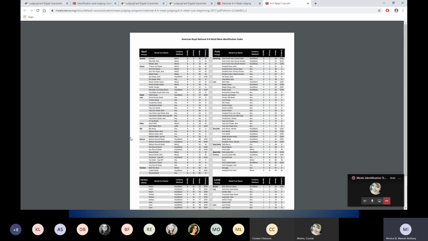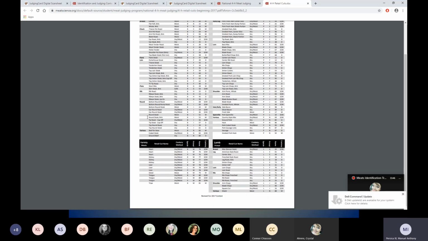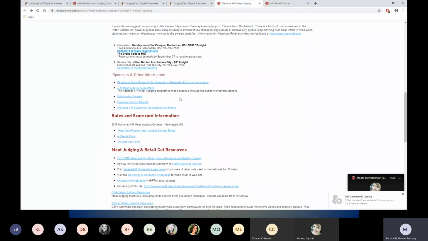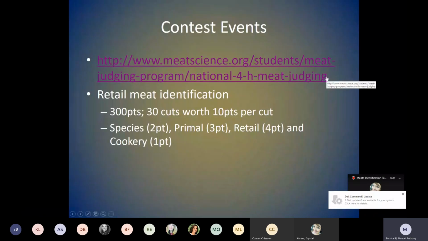Being from Louisiana, we have some pretty unique names for some cuts, and they're not going to count. So this is the master list that I make my retail identification cuts from right here. Okay. Then if you go through, there's some other resources that you can use for training. Y'all all have probably just as good resources at your fingertips that you've used in the past.